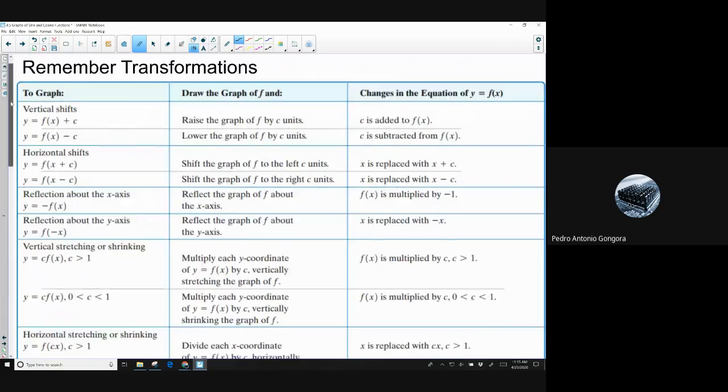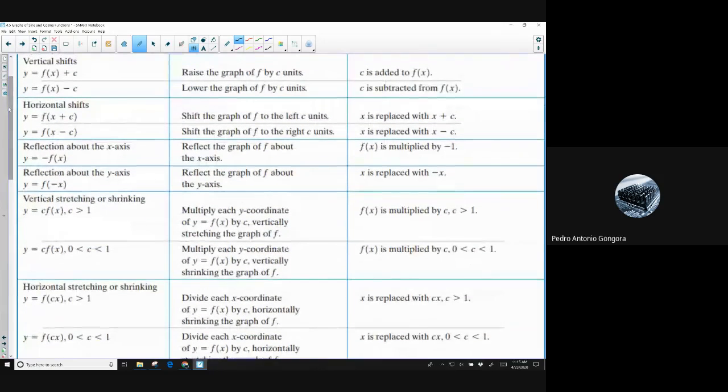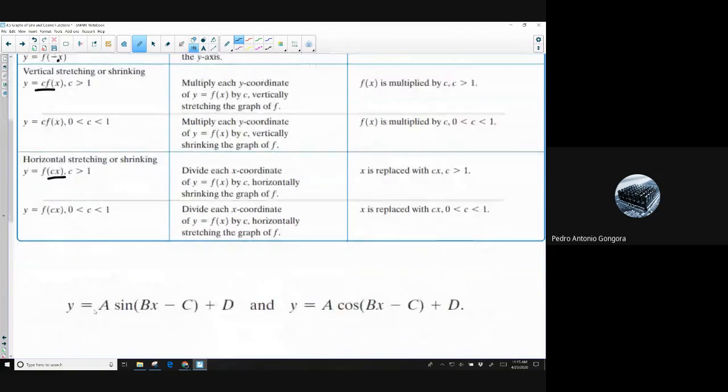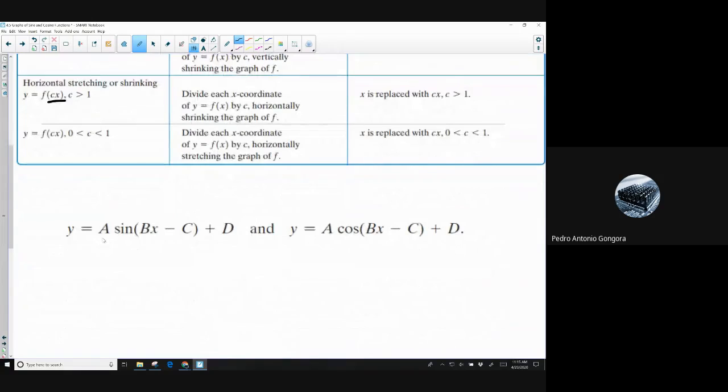Okay? Remember my shifts. So vertical, it's going to be outside of the function. Horizontal, it's going to be inside of the function. If there's a negative in the front, that reflects in the x. We're not really going to do reflections in the y because that's really confusing. But we are going to do vertical stretch and compression and horizontal stretch and compression, except when we do the sine and cosine function, you can see that's a vertical stretch. It's going to stretch the function up or compress it up and down. That's a horizontal stretch or compression because it's inside the parentheses. That shifts the function left and right, and D shifts the function up and down.